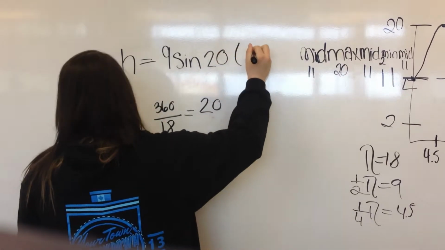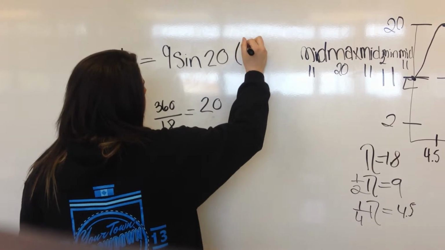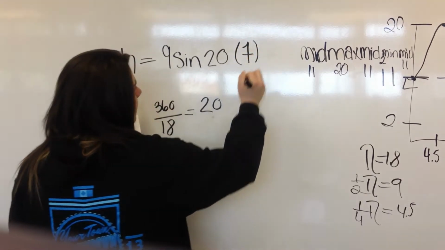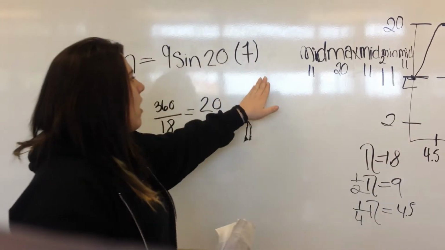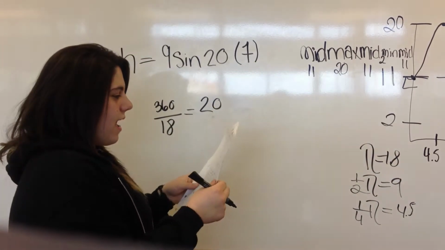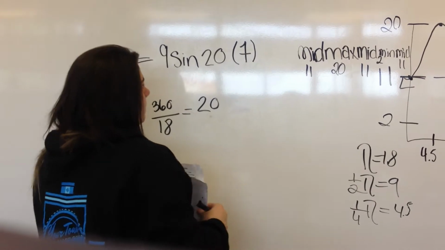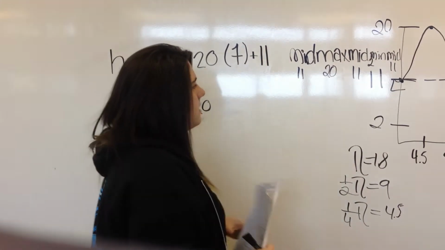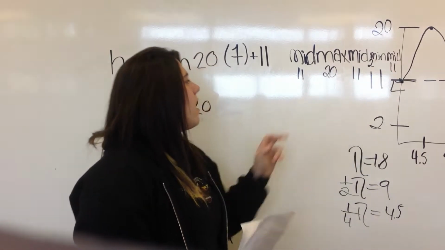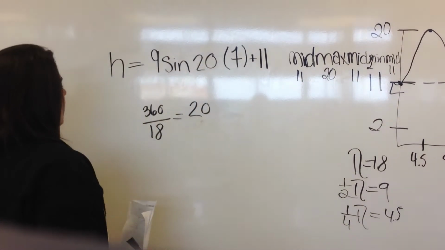And then in our bracket, we're going to put our time. So that's t. And we have 0 phase shift because it starts at 0, so we're not going to put a number there. And then we have our 11 at the end, because that is the sinusoidal axis. And that is our equation.